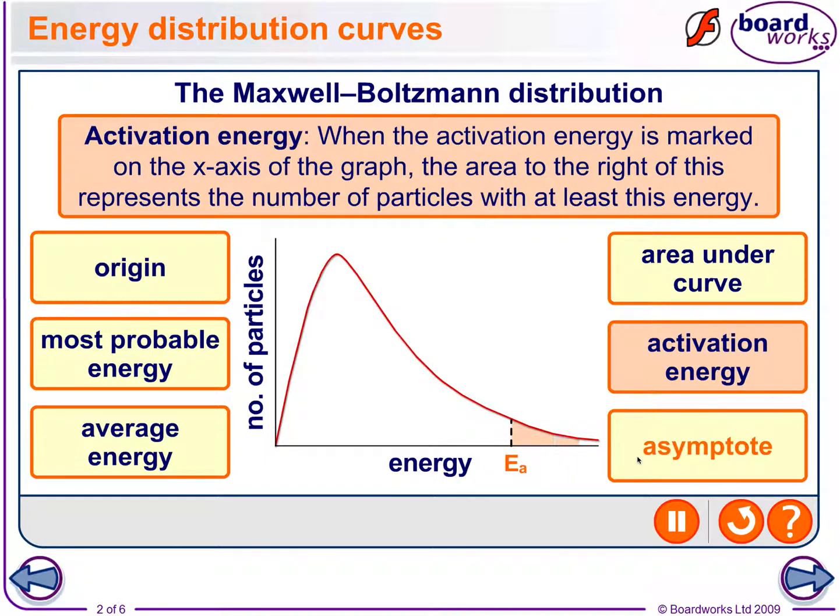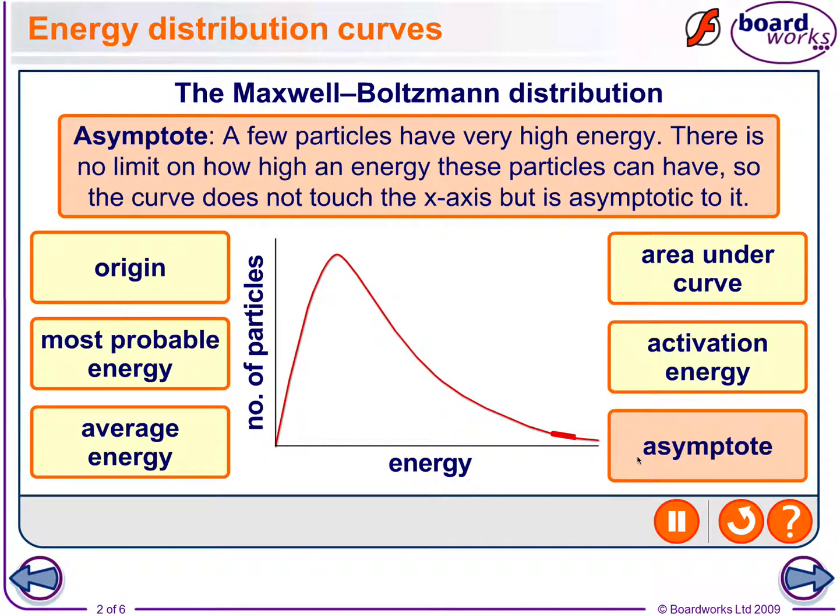And then finally, asymptote or asymptotic is basically a mathematical phrase that says that the curve does not touch the x-axis at any point. And in the exam you could be asked, why doesn't the curve touch the x-axis? And the answer that you would give is because there are always particles with very high energy, so there's no maximum energy given on your graph or your Boltzmann curve.